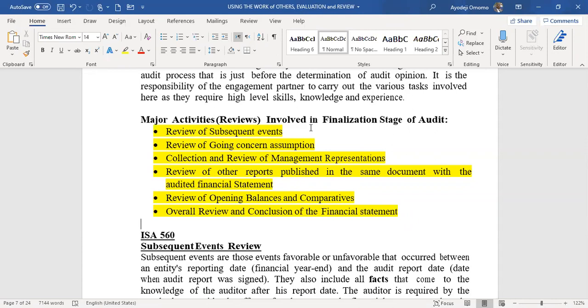I think events after reporting dates or subsequent events are events that occur after the year end, which can affect the decision of the auditor, and which are both favorable or unfavorable. Okay, you have tried. I would come back to that.